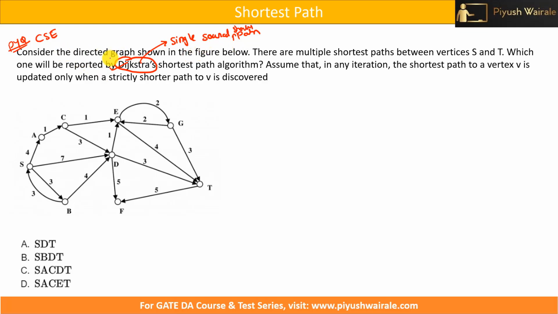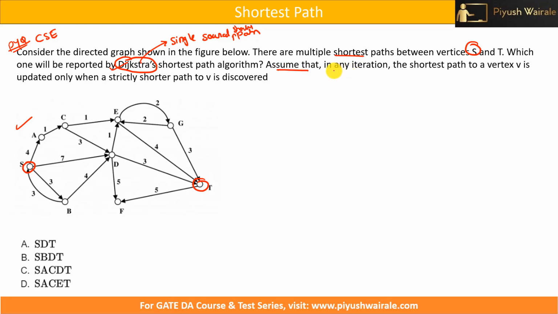Now consider the directed graph. So this graph we have to consider as shown below. There are multiple shortest paths between S and T. So we have a vertex S and we have this particular vertex T. Which one will be reported by Dijkstra shortest path algorithm? So in this particular graph, we have multiple shortest paths and we need to find out which one we will get by using this particular algorithm, right?